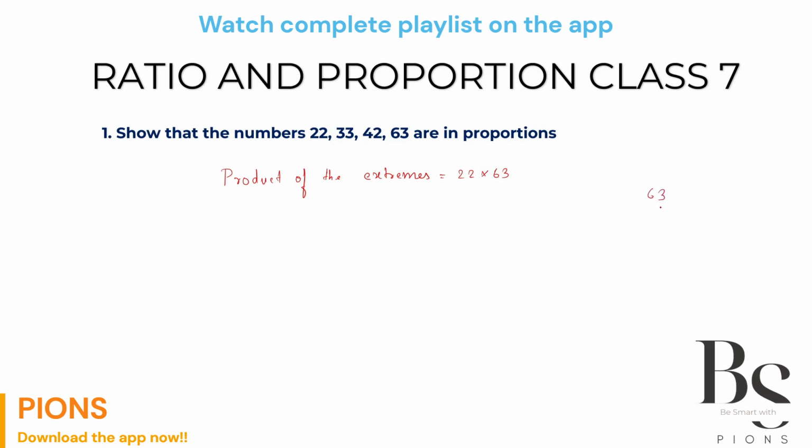63 into 22: 2 3s are 6, 2 6s are 12, and 2 3s are 6, 2 6s are 12. This will be 6 6 2 8 2 1 3 1 3 8 6. So we got the product as 1386. This is the product of the first and the last number.